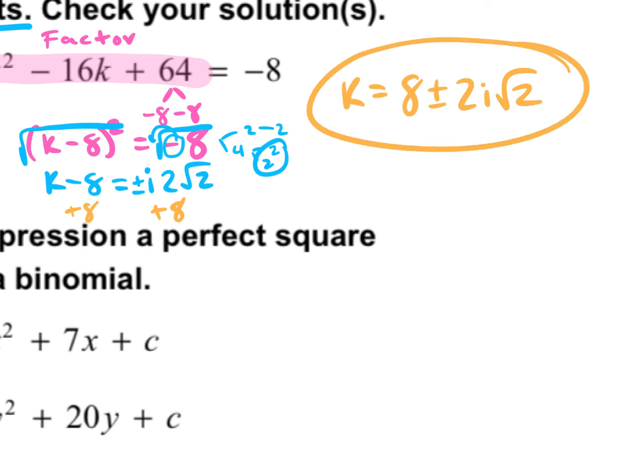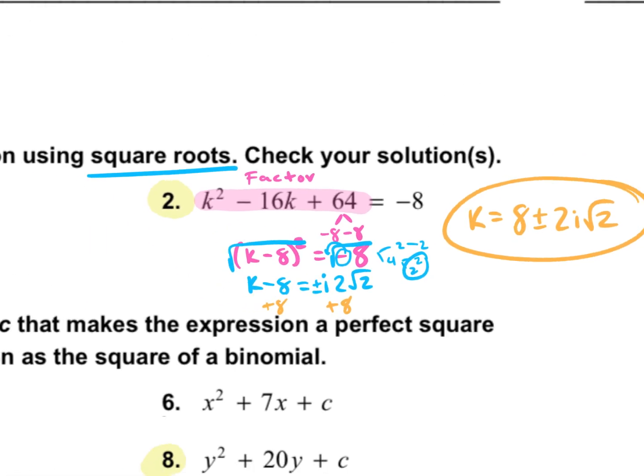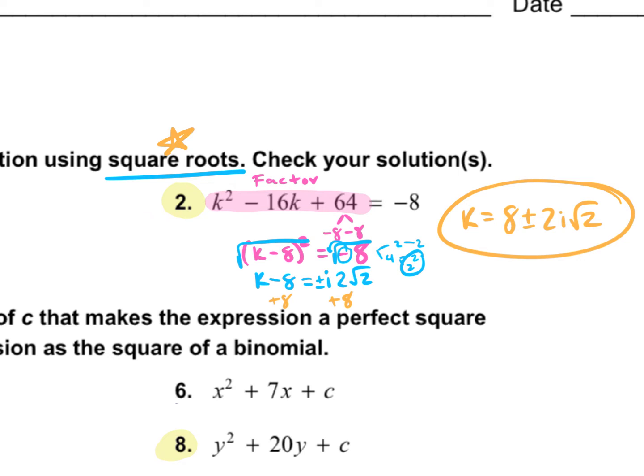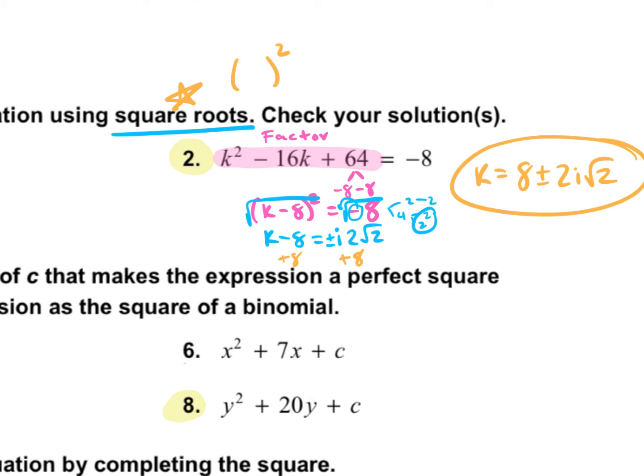All right, so if it says solve using square roots and it doesn't give you a parentheses squared, you have to make the parentheses squared. For the test, it gives you directions for every single question on how to solve, so you have to solve it that way.